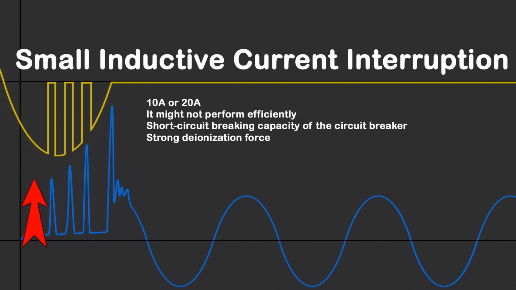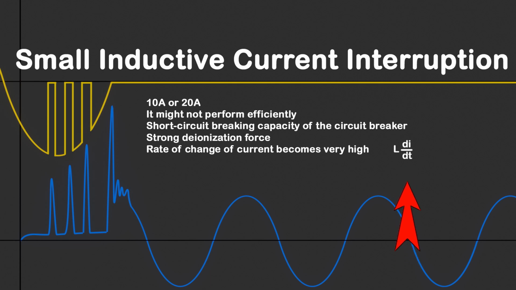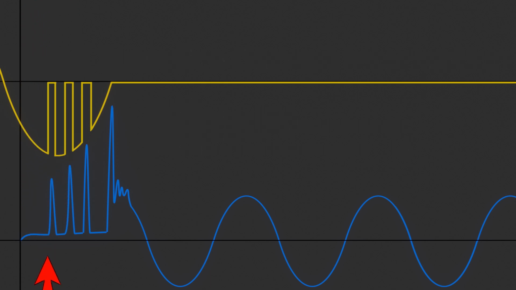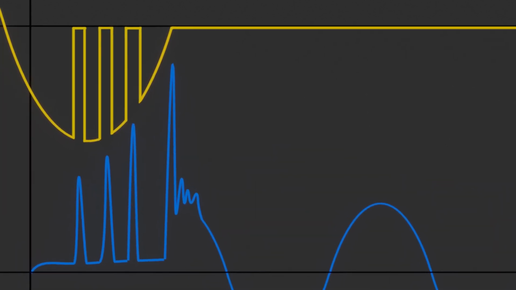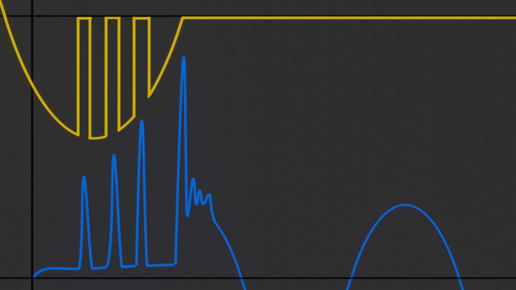This yellow curve is the current waveform. If we assume that the circuit is fully inductive, then when the current is chopped before the natural zero crossing, the di/dt, the rate of change of current, becomes very high. And since the circuit is inductive, L times di/dt results in a high voltage across the contacts. When the contact is just opened and current continues, the voltage between the contacts is nothing but the arc voltage. At the moment the current is interrupted due to this strong deionization force, a sudden high voltage spike develops between the contacts. This is called the restriking voltage.